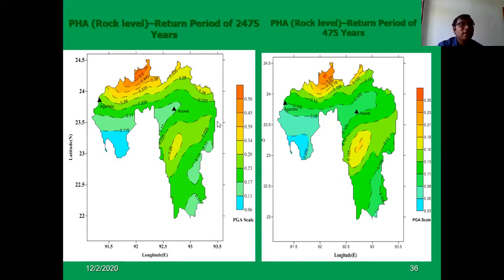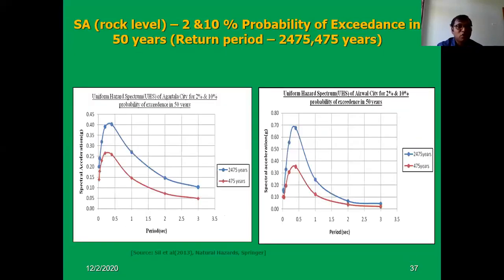We came out with the PSHA, or peak ground acceleration, for various return periods for 10% and 2% probability of exceedance. It shows the north part of Tripura has the high hazard, whereas the south part has the lowest hazard. These are uniform hazard spectra for Agartala city and Aizawl city, both presented here for 2% and 10% probability of exceedance. This is also published in Natural Hazards in 2013, so you can go through it for details.